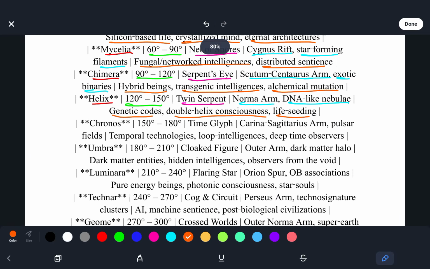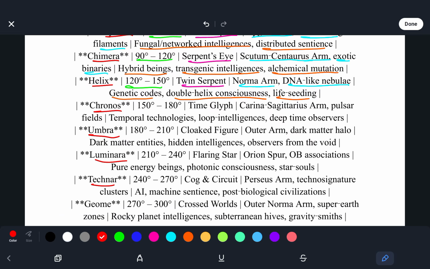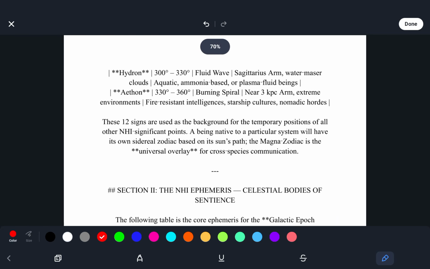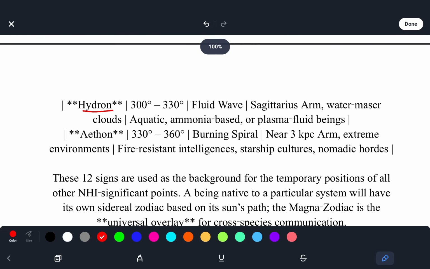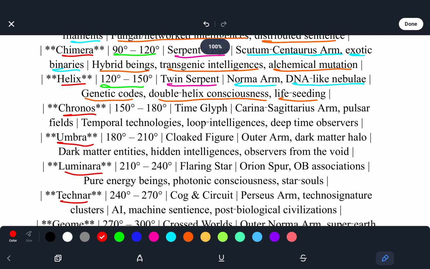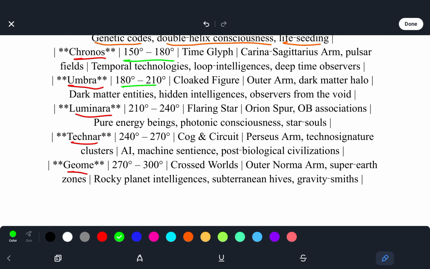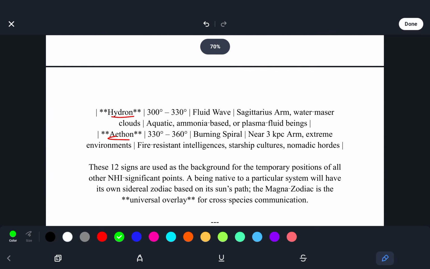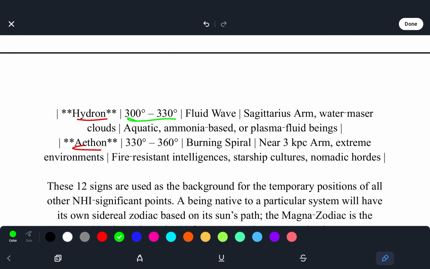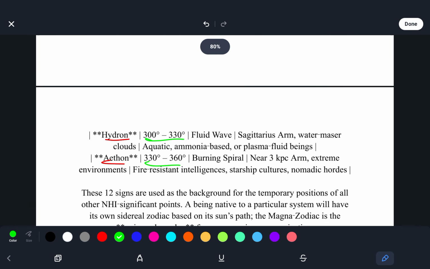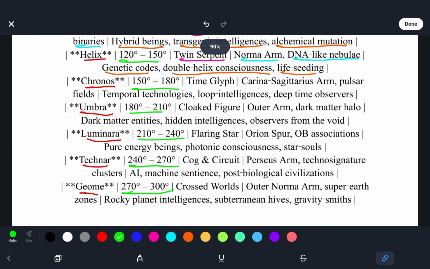So then we're moving on to Chronos, Umbra, Luminera, Technar, and Geom. And then we're going to keep on going to Hydron and Aethon. So 150 degrees through 180 degrees for Chronos, 180 through 210 degrees for Umbra, 210 through 240 degrees for Luminera, 240 through 270 degrees for Technar, for Geom, 270 through 300 degrees, Hydron 300 through 330 degrees, Aethon 330 through 360. Alright, and that makes our full circle.